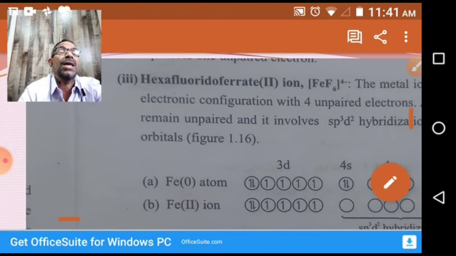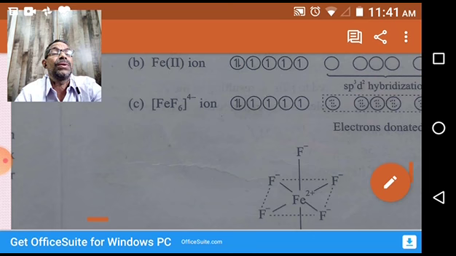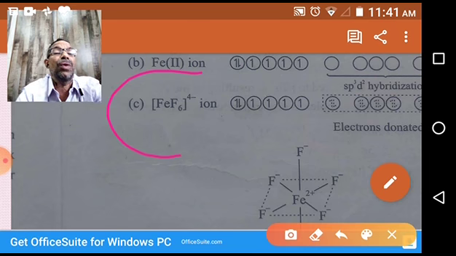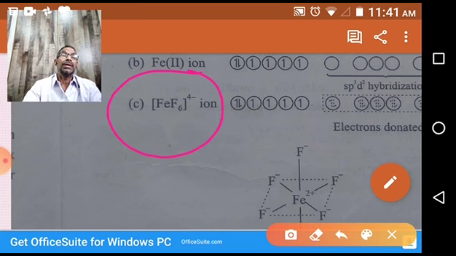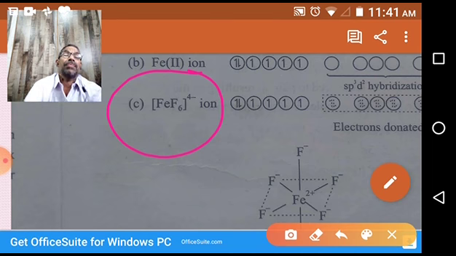What is this? Hexafluoridoferrate(II) ion formed by this one. You see, this is a hexafluoridoferrate(II) ion. Ferrate, it is an anionic complex. In this anionic complex, the central metal atom is iron in +2 state, iron metal ion. It is called two valencies. Primary valence is 2 and secondary valence is 6. That means 6 coordination number.